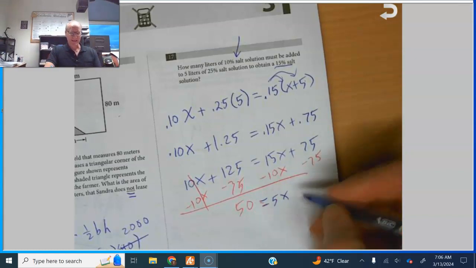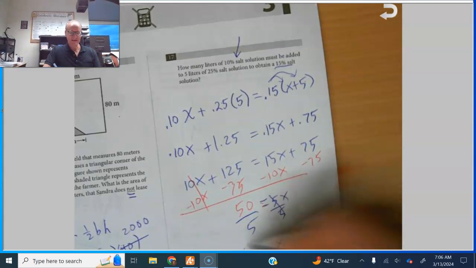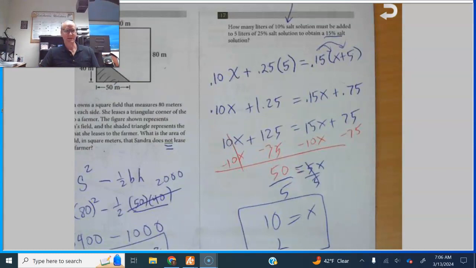We're going to divide by 5. And what do we get? X is equal to 10. That is 10 liters of 10% solution. A little scary, but there it is.